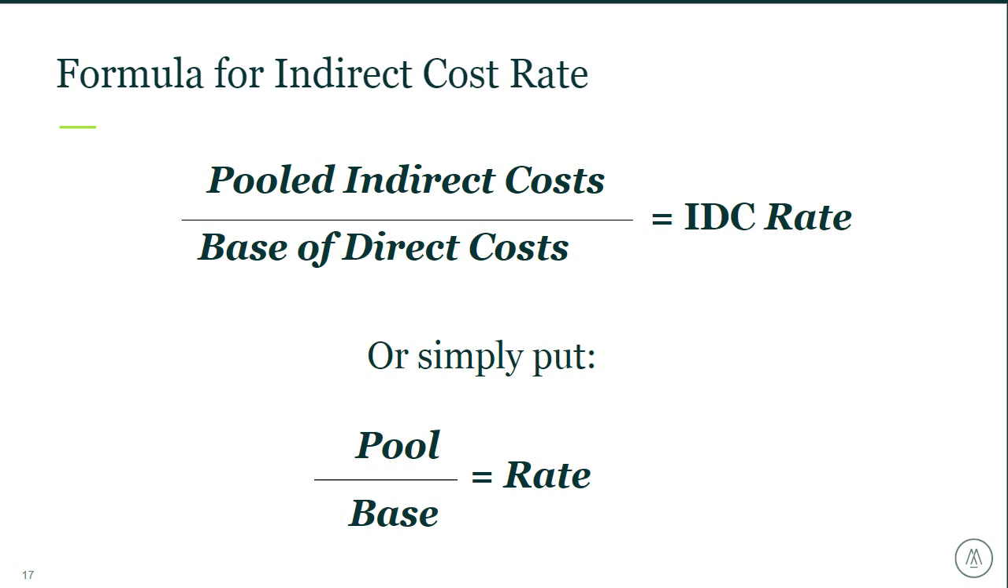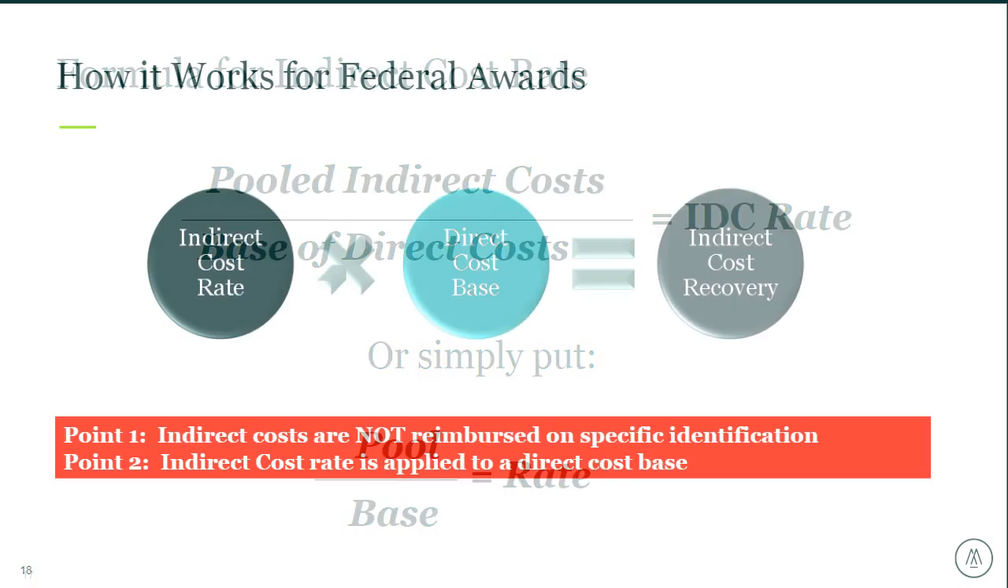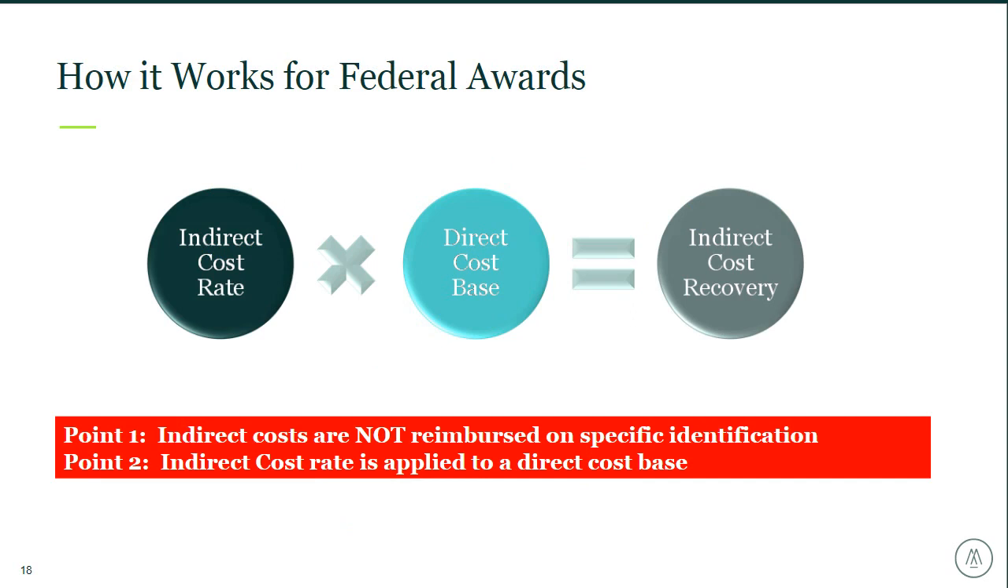So how that works for a federal program is, once you have your negotiated rate, you multiply that rate by your direct cost base to calculate your indirect cost recovery. Your indirect cost recovery is the maximum amount of indirect costs you can charge to that federal program based on the rates and the base of that program. So indirect costs are not reimbursed based on any specific activity. They're based on your total direct cost base. So keep this calculation visual in mind, because we'll be talking about more indirect costs in our examples in a little bit.